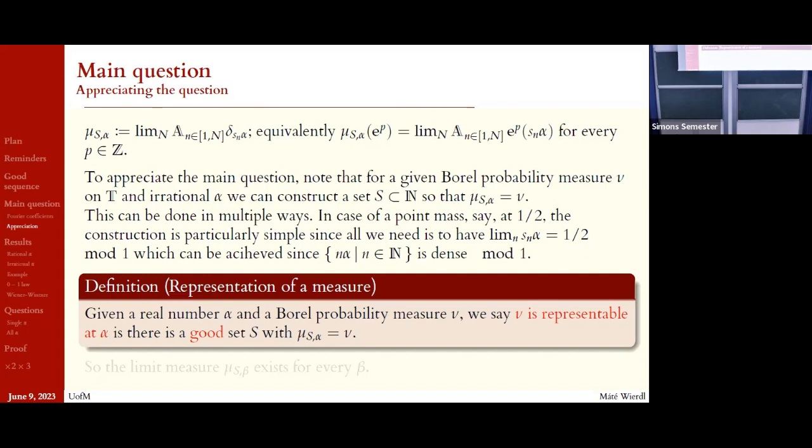Representation of a measure. So given a real number alpha and a Borel probability measure nu, we say nu is representable at alpha if there is a good set S, important, so that the limit measure at alpha, just at that given alpha, is equal to nu. So here I emphasize that the limit measure mu as beta exists for every beta. Okay, so that's a requirement here.